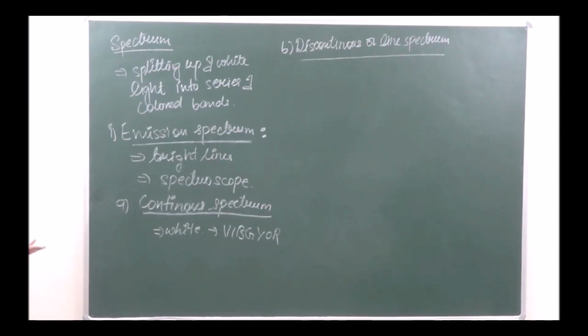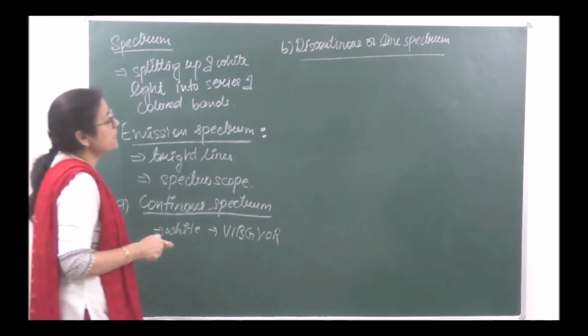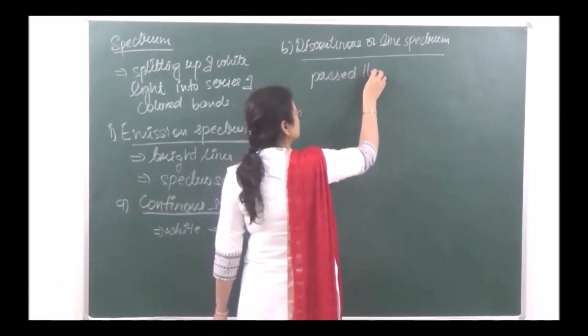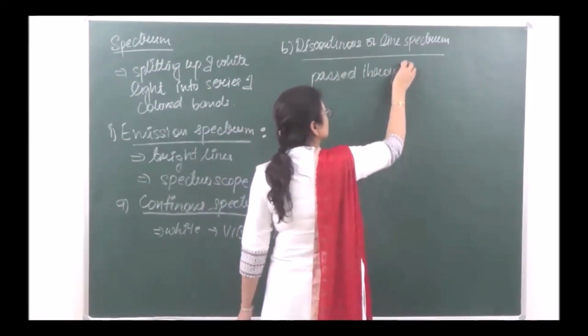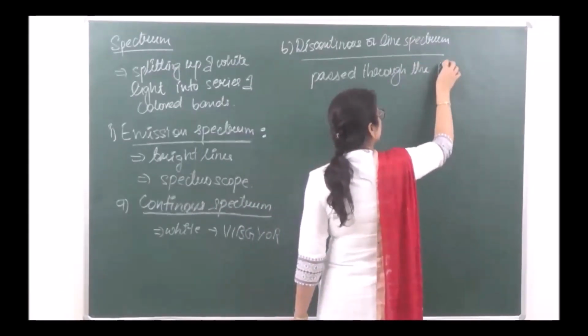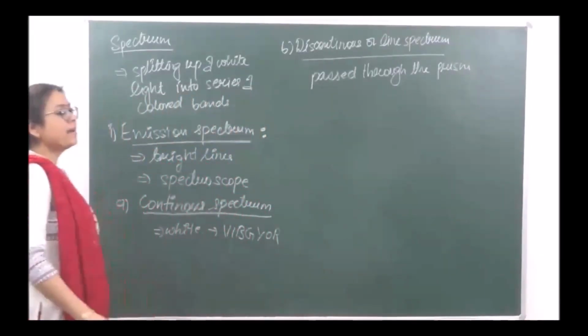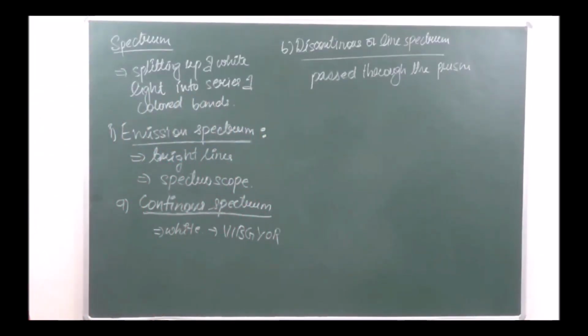So the radiations which are emitted are analyzed in this spectrum. We say that the light which is emitted is passed through the prism, and we see that there are specific lines observed. These lines are mostly bright lines because it's an emission spectrum. So we observe bright lines in the visible region.